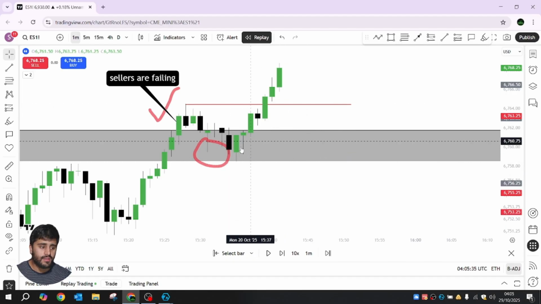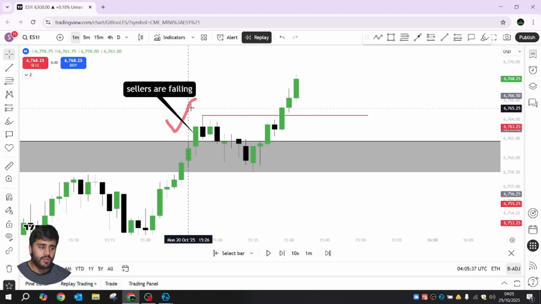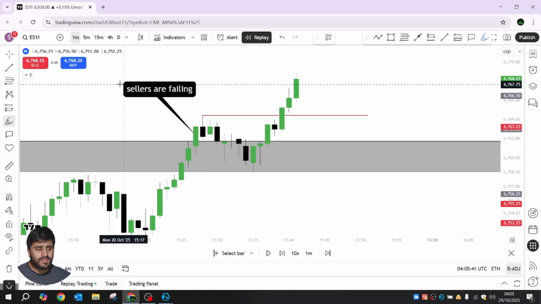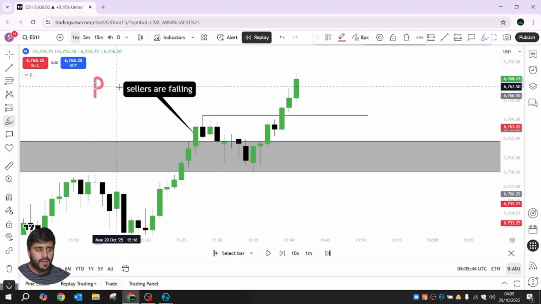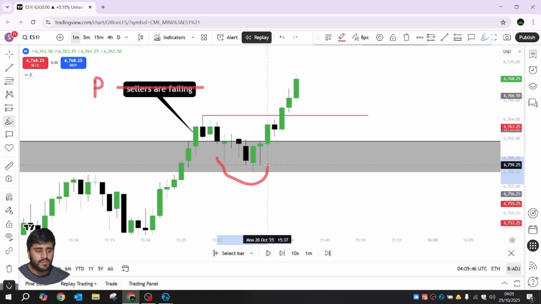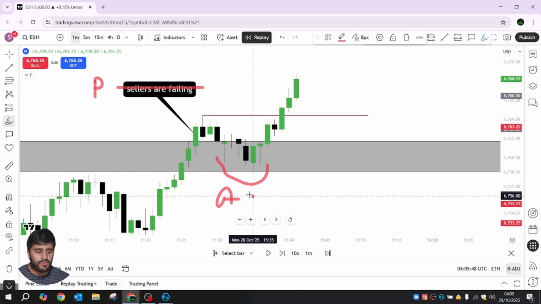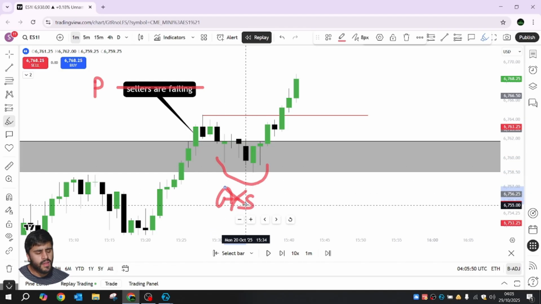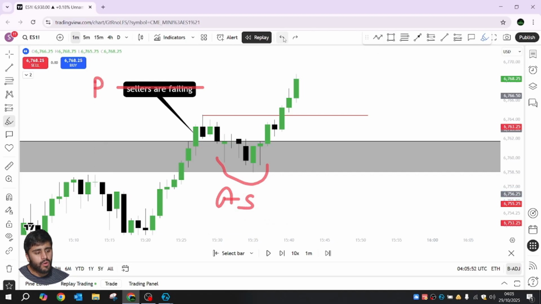Even though I didn't take this trade, I didn't like it. No News Monday, I didn't really take this trade. I was busy on this day. But what we can see here is these passive sellers from previously, they have failed. And we saw all those aggressive sellers, I'll just write AS, they also failed. And so this is our long position, right?